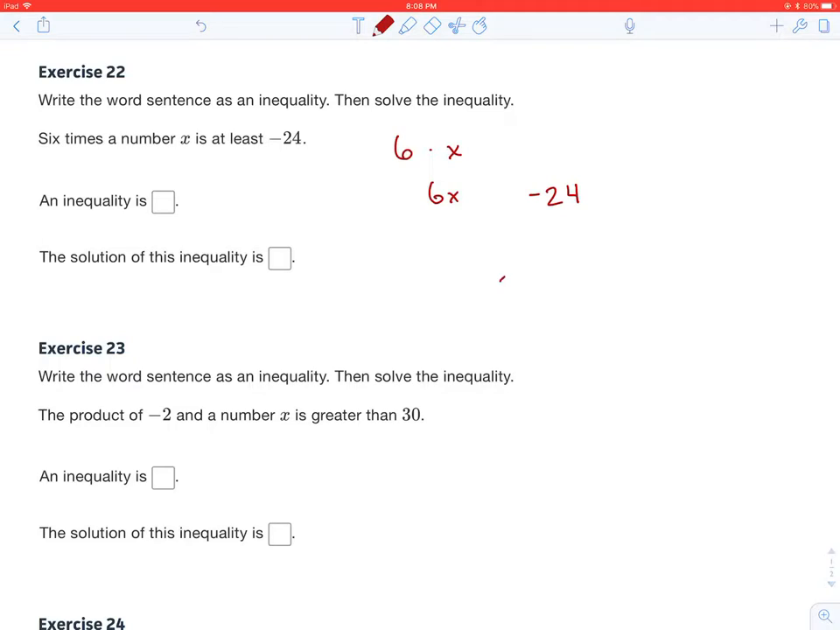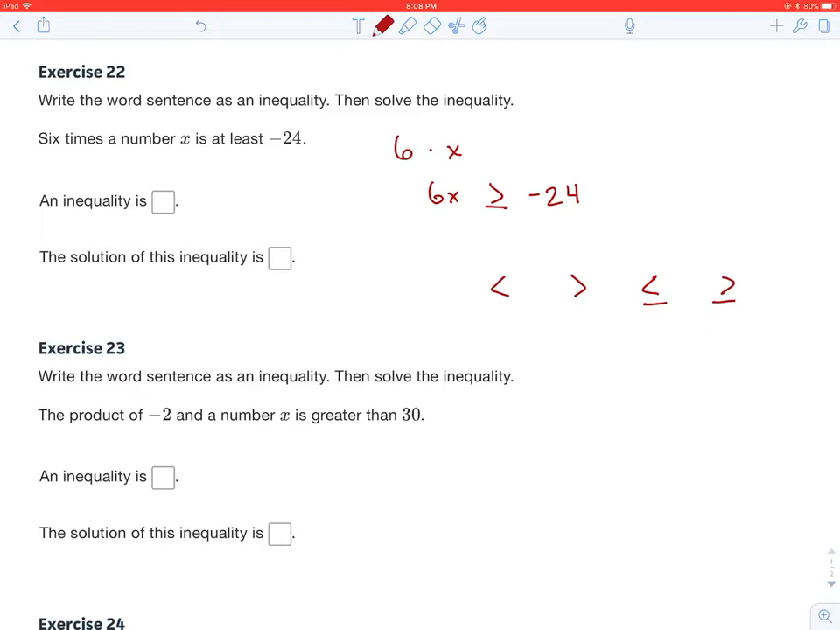So what does it mean for something to be at least? Does that mean that it's less than? Is it greater than? Is it less than or equal to? Greater than or equal to? Well, if it's at least negative 24, that means that the minimum that it can be is negative 24, or it needs to be higher than negative 24 because the least that it can be is negative 24. So it can equal negative 24, and then it has to be greater than negative 24.